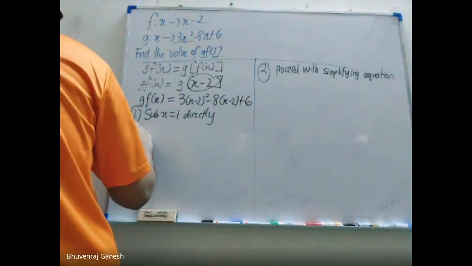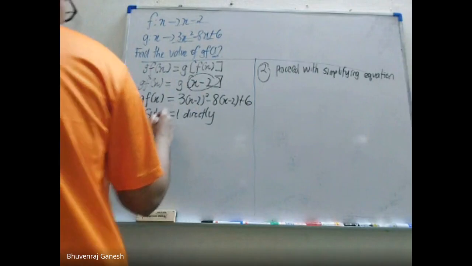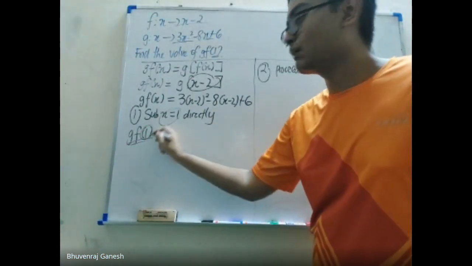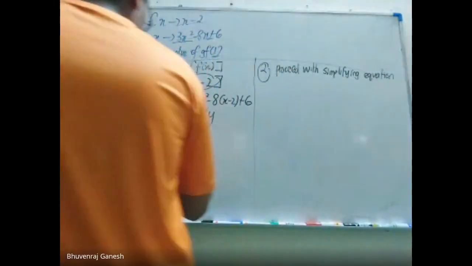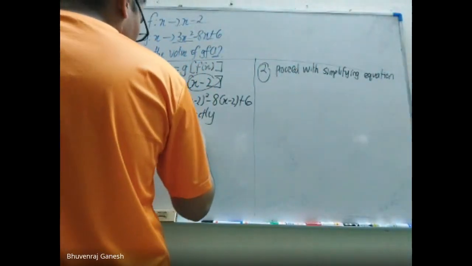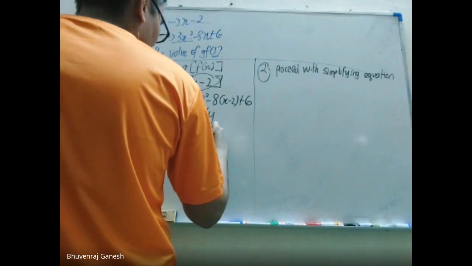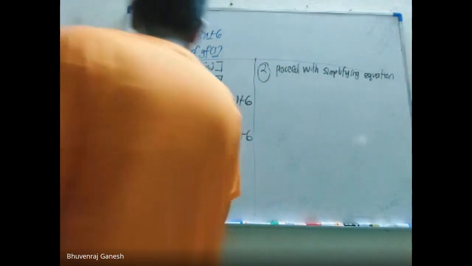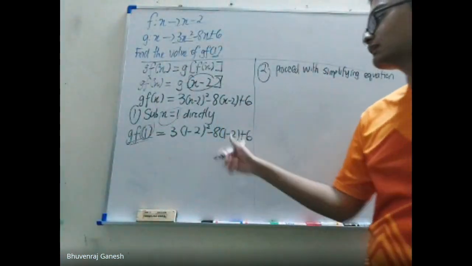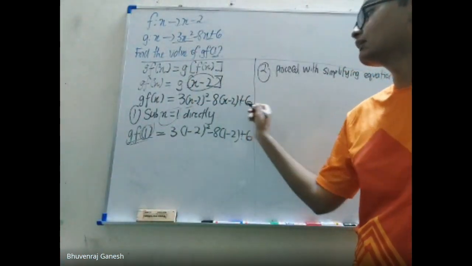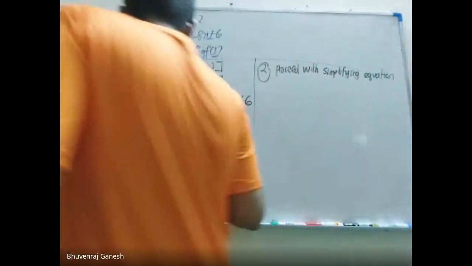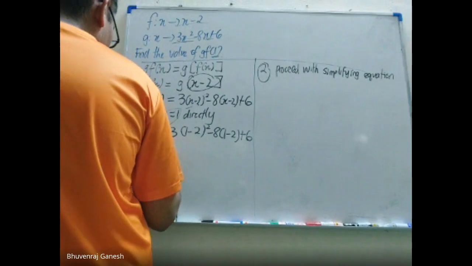Okay, so let's say I want to substitute directly, see what value I get. gf(1). So I substitute x is 1 here, right? So I have to update my equation, put your 1 in the brackets. So you will get 3(1 minus 2) squared minus 8(1 minus 2) plus 6. You see here, all the variables have been replaced with 1. So after you solve, you will get gf(1) is 17.